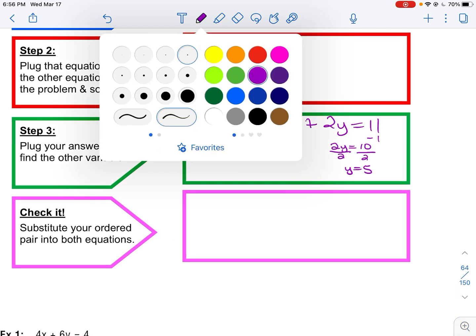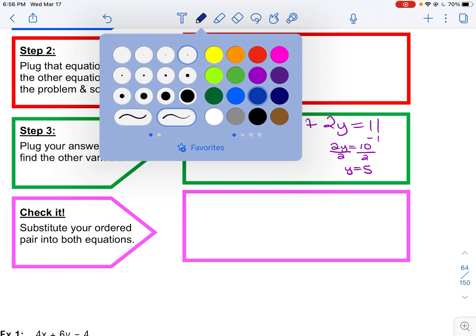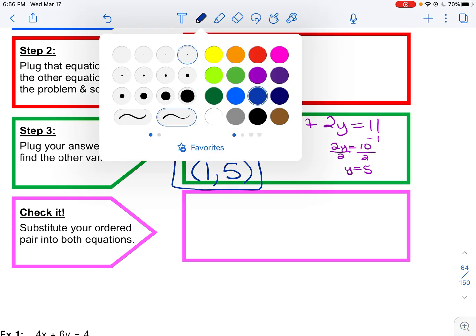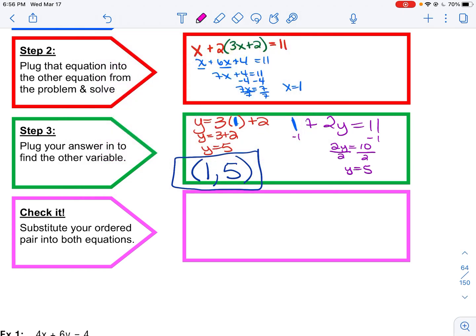Now, the answer. You can't just leave it like this, boys and girls. The answer is not just this random looking stuff. You have to say what the answer is. The answer is the x value was 1, the y value was 5. You have got to say this right here. If you don't say that, then you haven't answered the question. Then the last step is check and make sure that your answer is correct.